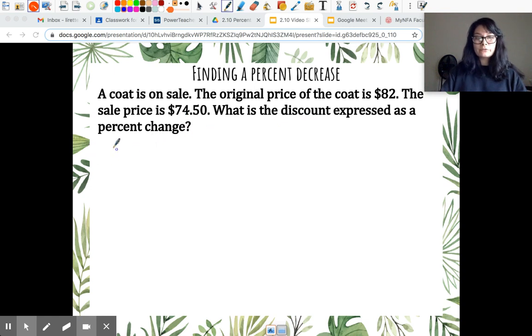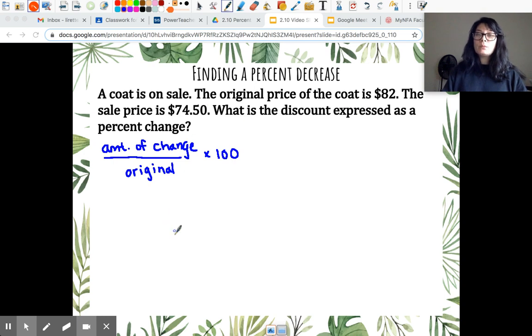So to do that, we're going to use our formula: amount of change divided by the original amount, and we're going to multiply that by 100 to make it into a percent. Now again, we always find the amount of change by subtracting the two numbers that we see, but we want to always subtract so that our difference comes out as a positive answer. So I'm going to take the bigger number here and subtract the smaller one. 82 minus 74.50 gives me 7.5. So here's my amount of change.